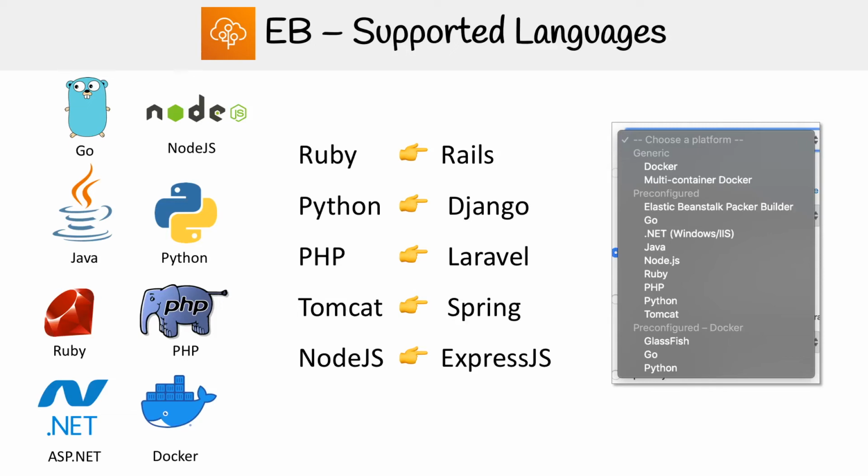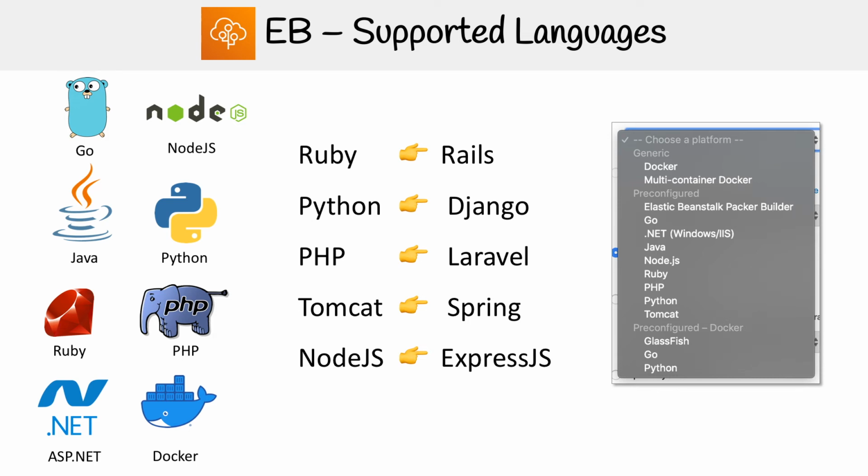So let's just take a quick look here at the supported languages for Elastic Beanstalk. So we got Go, Node.js, Java, Python, Ruby, PHP, .NET, and Docker. And I said this previously, but I'm going to say it again. These pre-configured platforms generally have the tools that you need, or a lot of the things that you need, to run the frameworks as well.